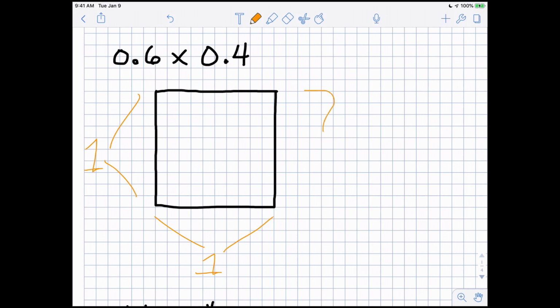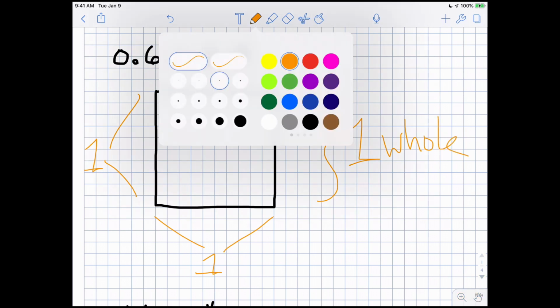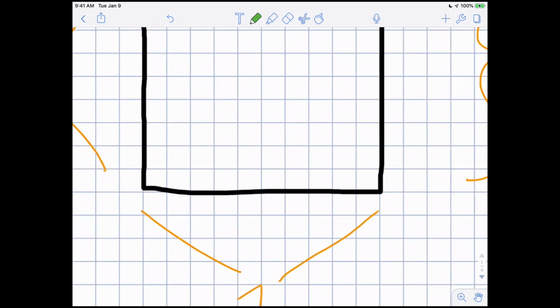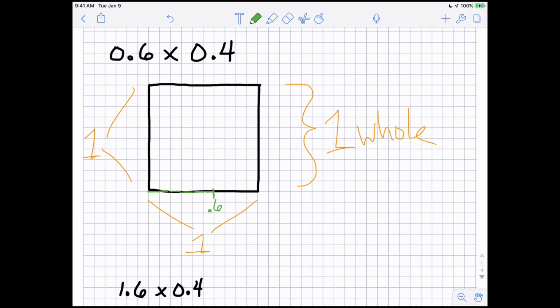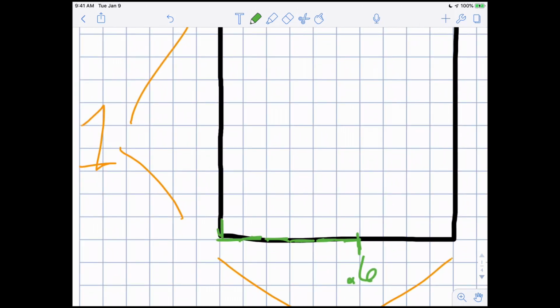So that means the entire square, 1 times 1, is equal to 1 whole. All right. And so if we want to show 6/10, 6/10 is going to be 1, 2, 3, 4, 5, 6. Right here is 6/10. Similarly, if we want to show 4/10, we're going to go 1, 2, 3, 4 right here. So this is 4/10.